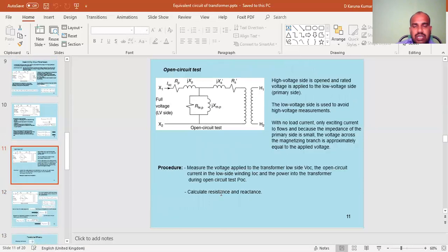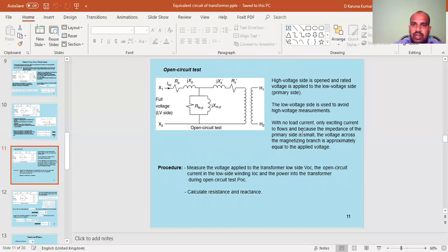Now the next one is the open circuit test. In the open circuit test, the high voltage side is open. The rated voltage is applied to the low voltage winding. The secondary side is the high voltage side and the primary side is the low voltage side. The high voltage side is open and the voltage is applied to the low voltage side, which is used to avoid high voltage measurements.